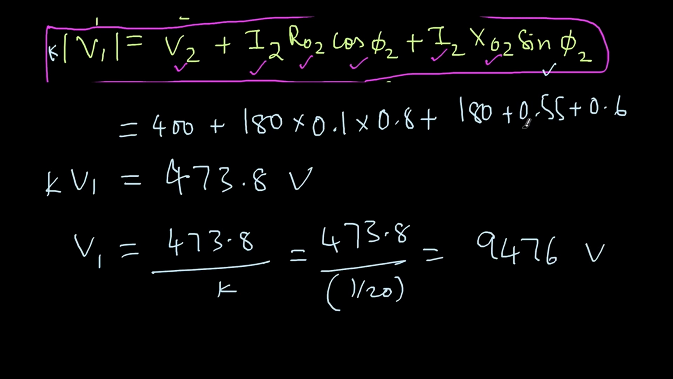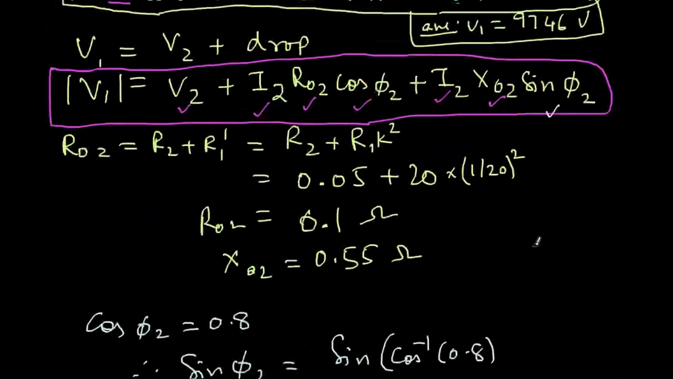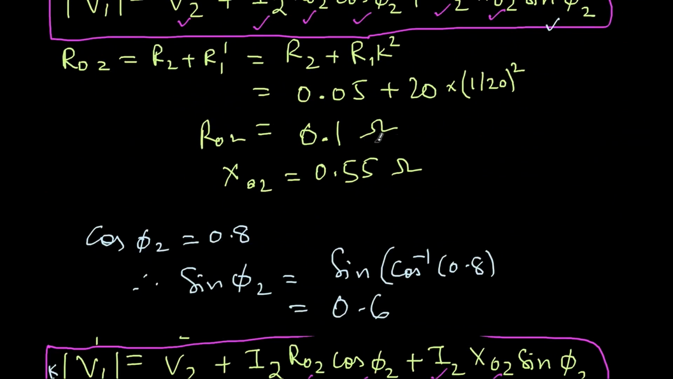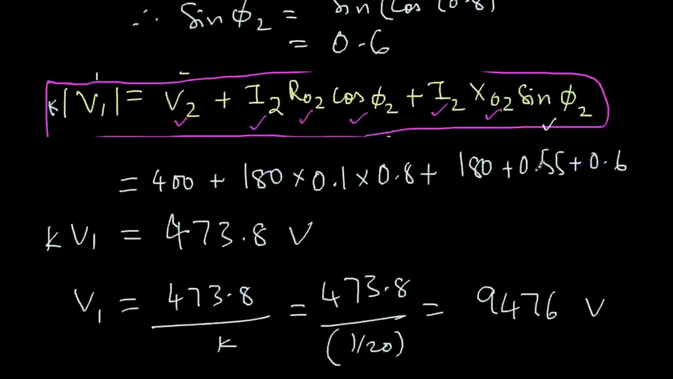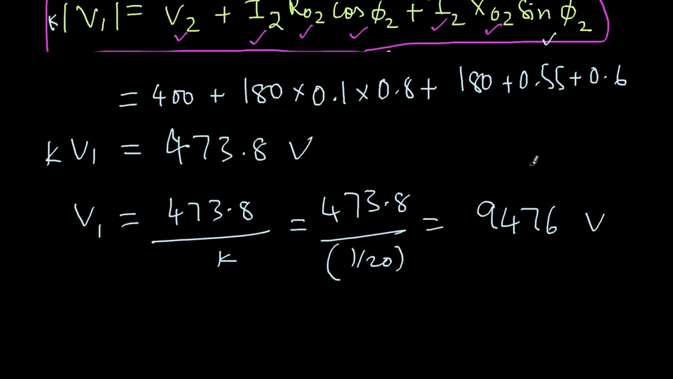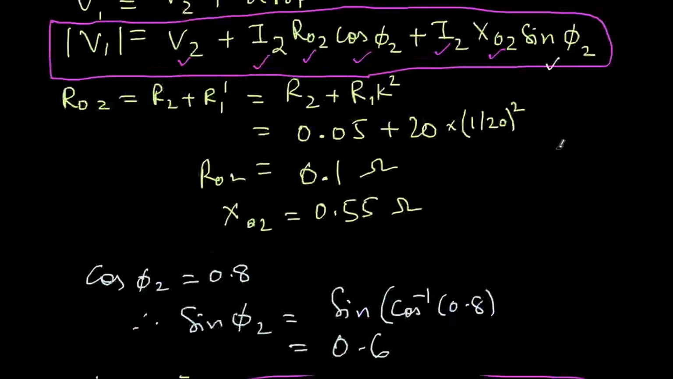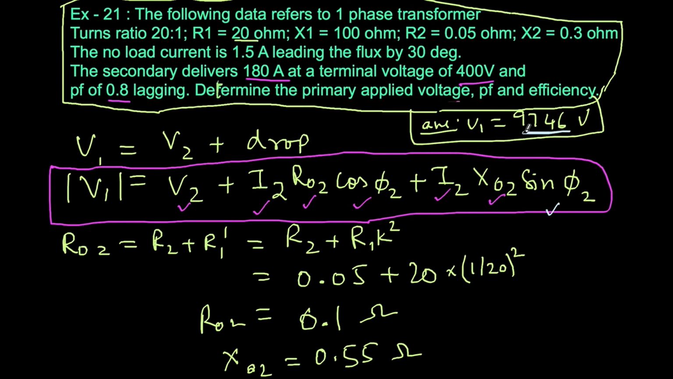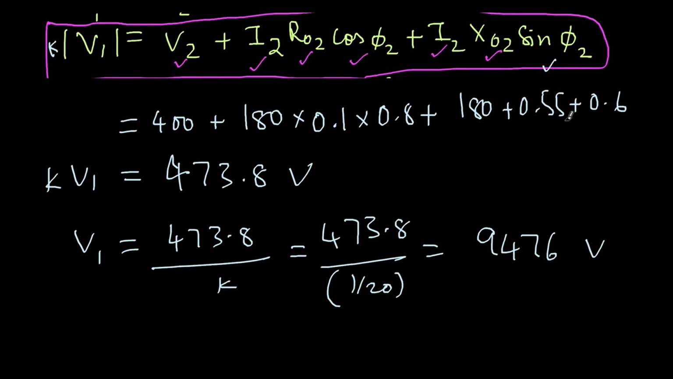You notice that we did not use any complex mathematics here. It's just a simple multiplication by k square, and I am able to determine 9476. But what is the actual answer? 9746. So it's the same four digits, just a slight reordering. But this is pretty good. Percentage wise, we are not deviating by so much.